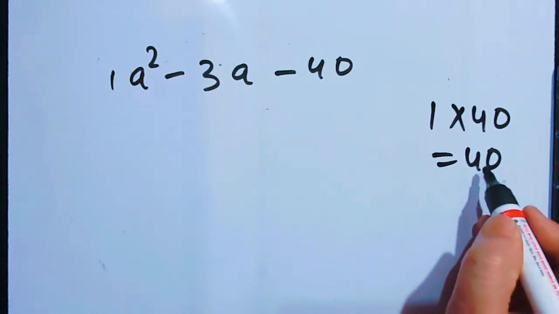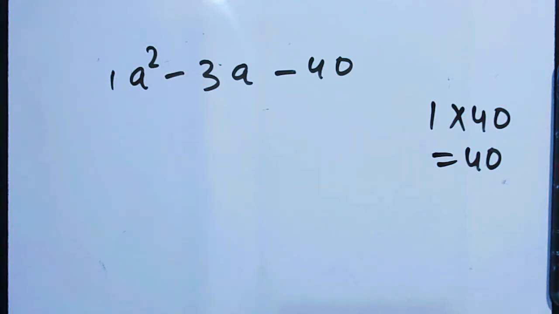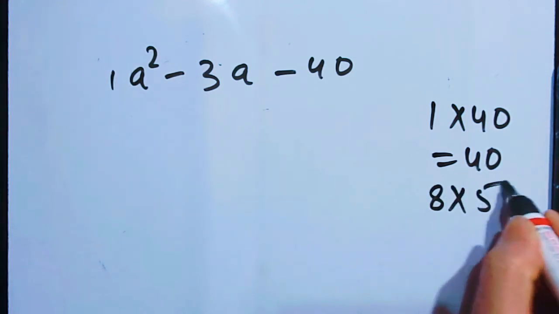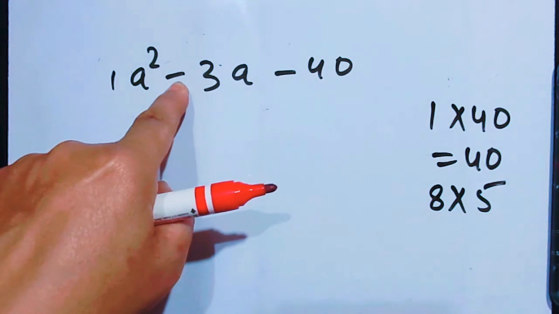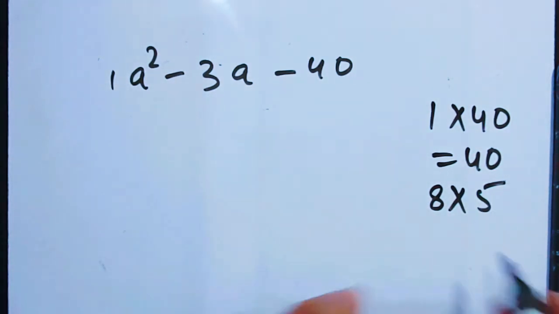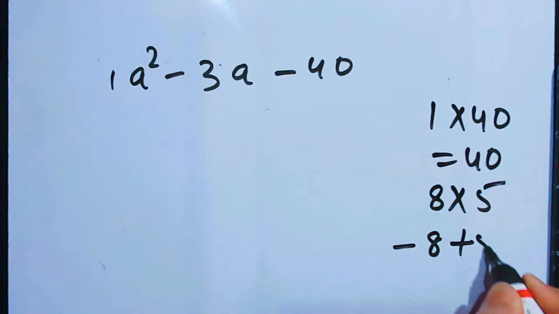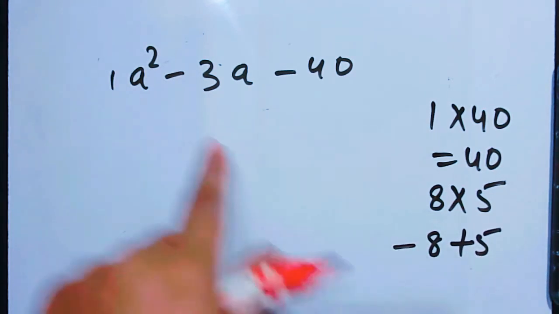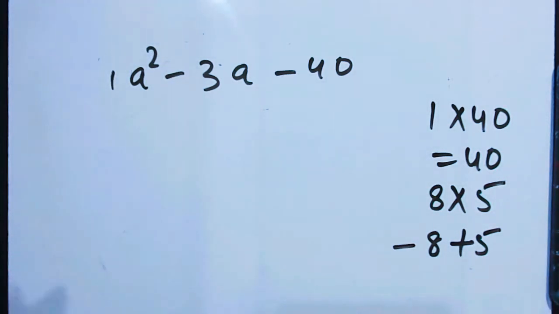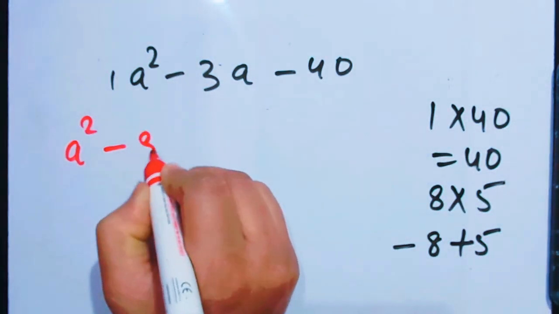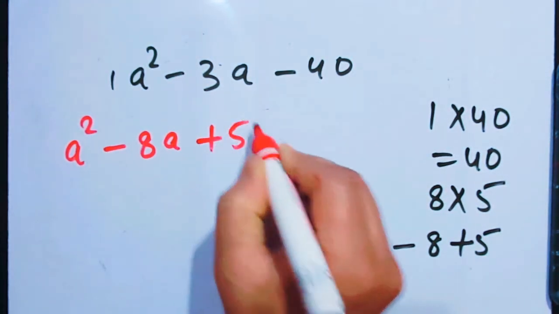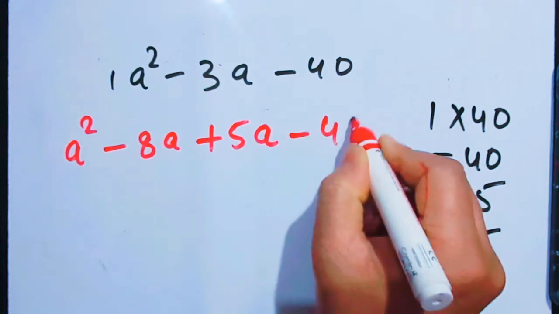When I break this 40, I find that 8 5s are 40. Now 8 5s are 40, and here you have a minus sign over here. So this can be written as minus 8 plus 5. So minus 8 and plus 5, if you add it, you will get minus 3 over here. So a square minus 8a plus 5a minus 40.